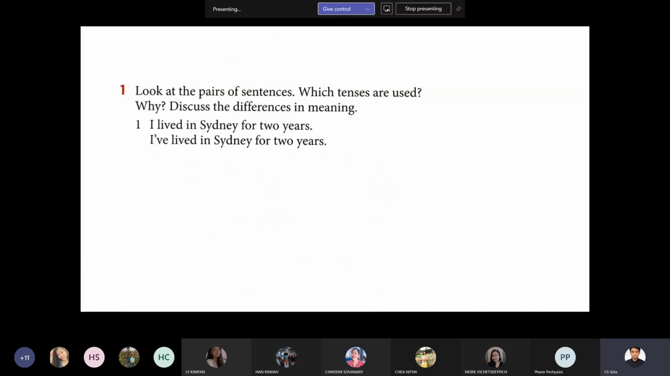Okay, number 1 first. I live in Sydney for 2 years. I've lived in Sydney for 2 years. So the first one, what is it? Past simple. Okay, the first one, past simple. How about the second one? The second one, present. Not past. You see the word have here, present, so must be present. Present perfect. Yeah, present perfect. You can say present perfect or present perfect simple because this is not continuous.